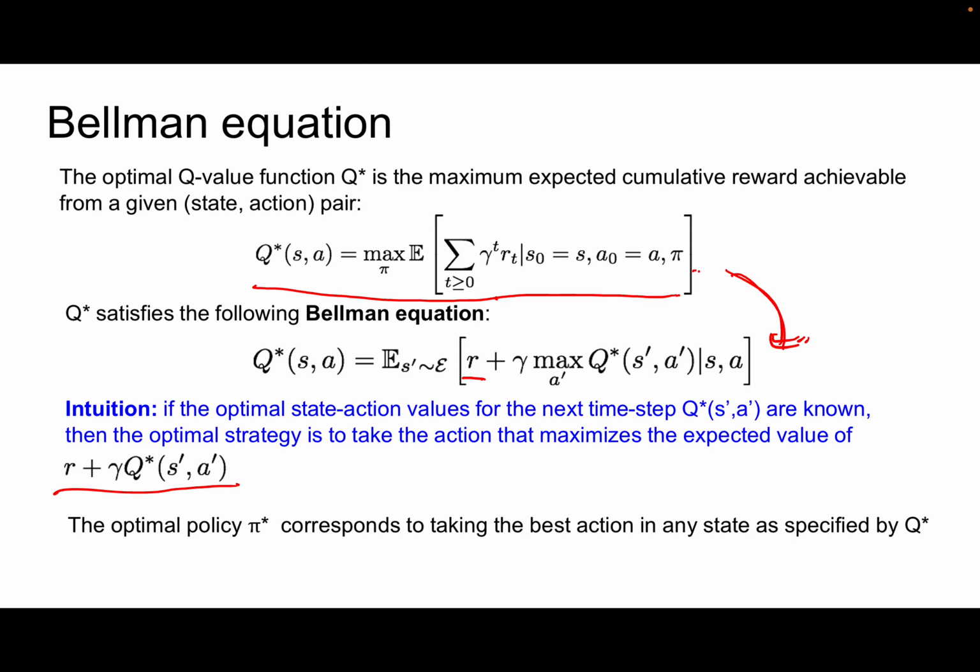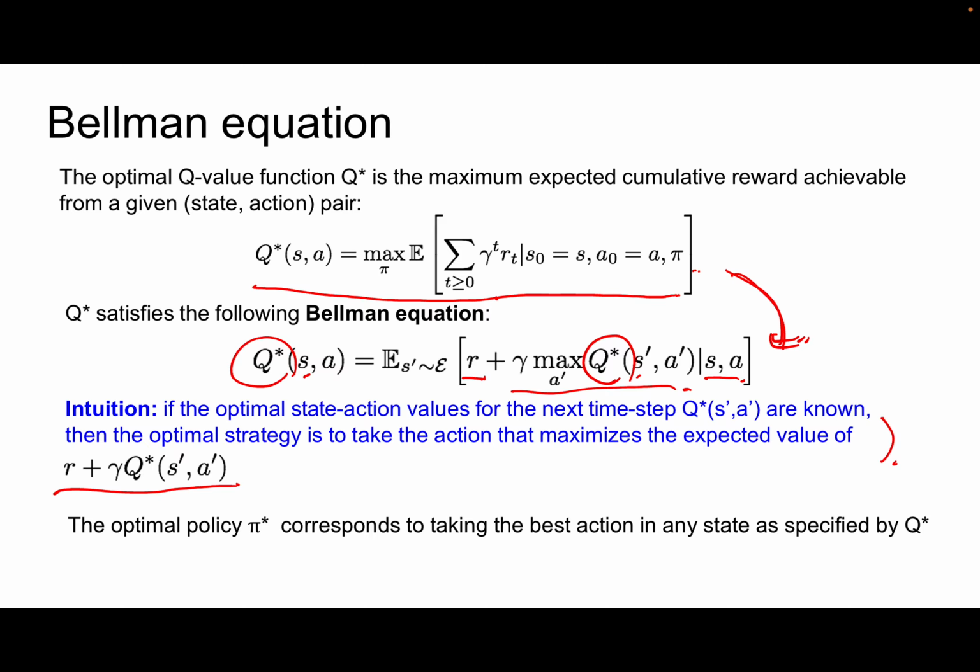So this one is reward, and for the future we can use the same thing and rewrite this in a recursive way, like gamma max over A prime of Q star of S prime, A prime, when S and A are given. That is just the Bellman equation, and this is the intuition of the Bellman equation.